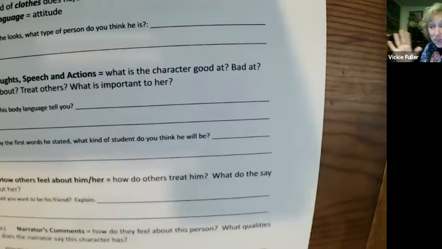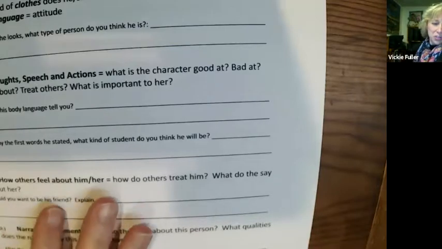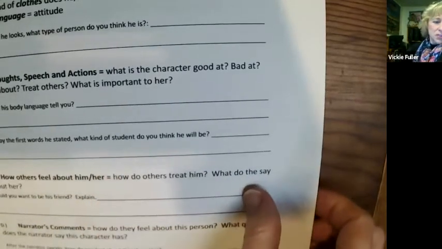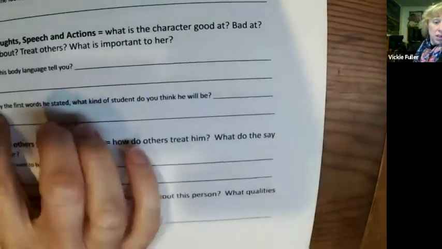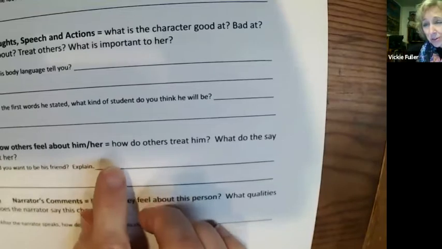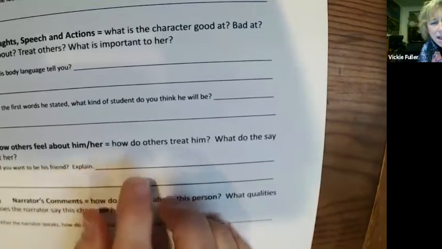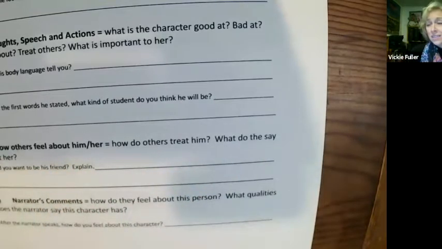All right, these are the methods of characterization used in literature. We're pretending I'm telling you a little bit of a story about my former student. Now, how do others feel about him or her? This is the third point. How do others treat him, and what do they say about her? As a teacher, I was noticing that some kids were drawn to him. They thought he was pretty cool, pretty hot stuff. Other kids really stayed away from him, like he was bad news. They didn't want to deal with him.